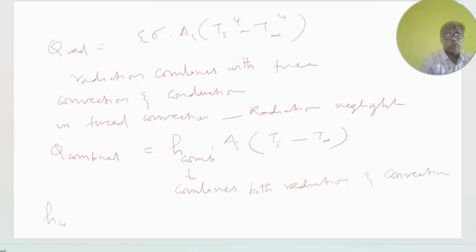So this h combined, if you solve, you will get an equation like this: h convection plus h radiation, which is epsilon into sigma into (Ts plus T infinity) into (Ts square plus T infinity square).